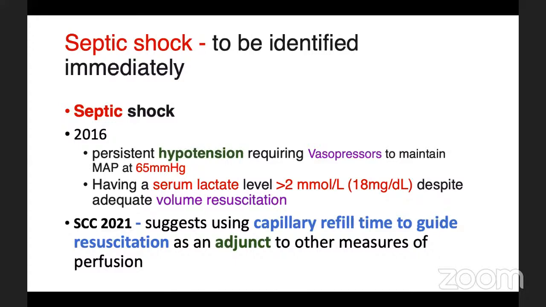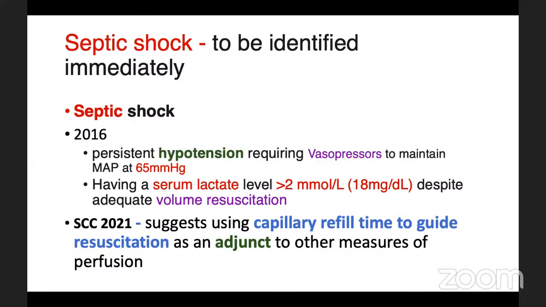Surviving Sepsis Campaign 2021 also suggests using capillary refill time to guide resuscitation, as many of us might be in a place where serum lactate levels are not available. And as internees, you will start with a fluid bolus. You will feel that the patient is not in good shape, blood pressure is very low, so you will start with boluses of fluid. And if you still feel the patient's perfusion is not recovering very well by checking capillary refill time, it's also a supportive feature for you to think the patient is in septic shock.